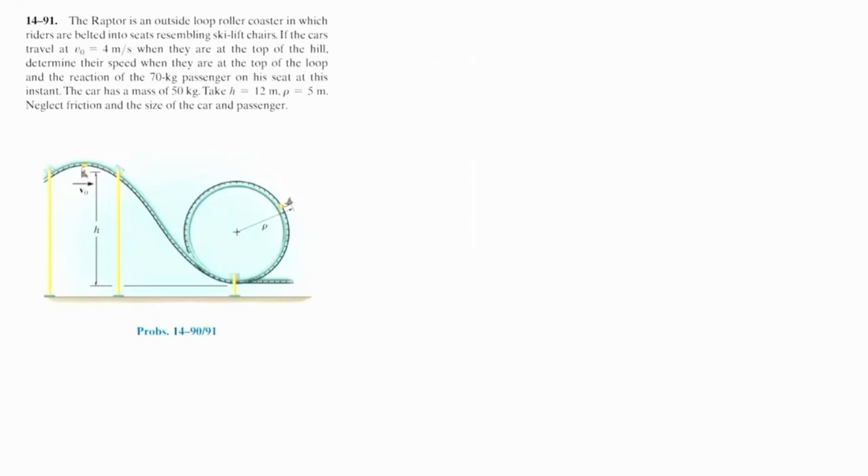Notice that we have that the mass of the car is 50 kilograms. The height of the loop, or from the first part, is 12 meters, and the radius of the loop is 5 meters. They're asking us to neglect friction and the size of the car and passenger. So this is also pretty much only conservative forces. So let's write some of the stuff that we have for this problem.